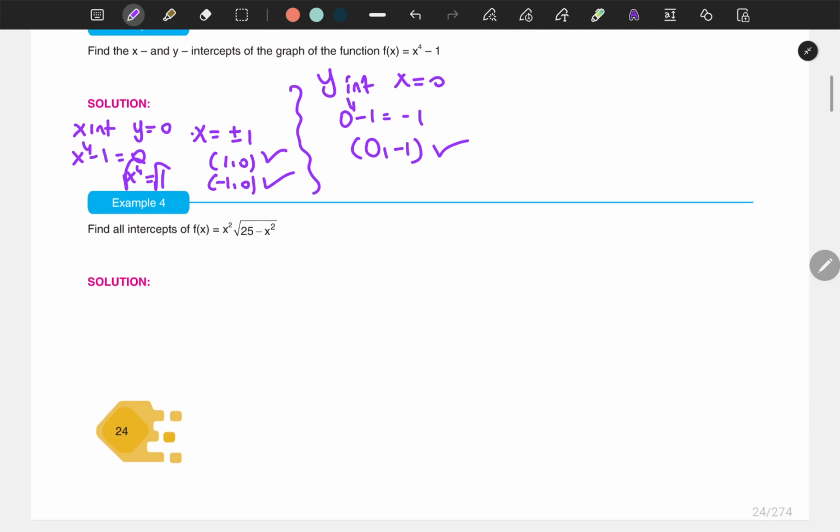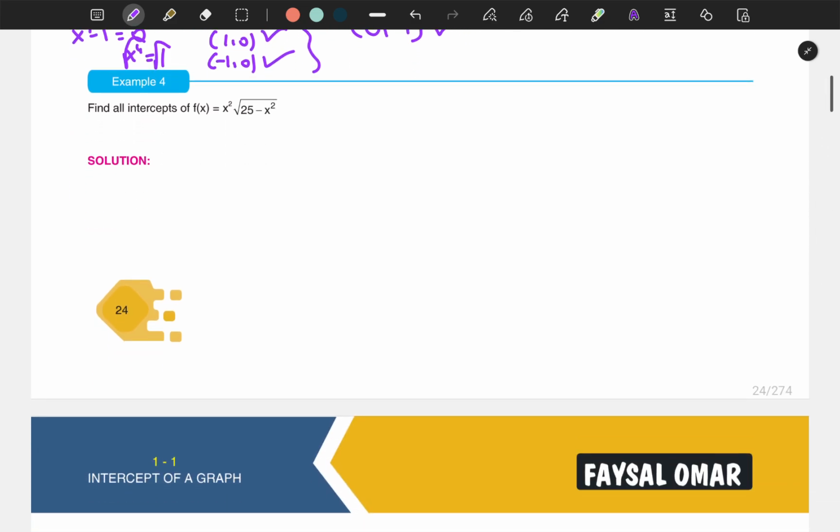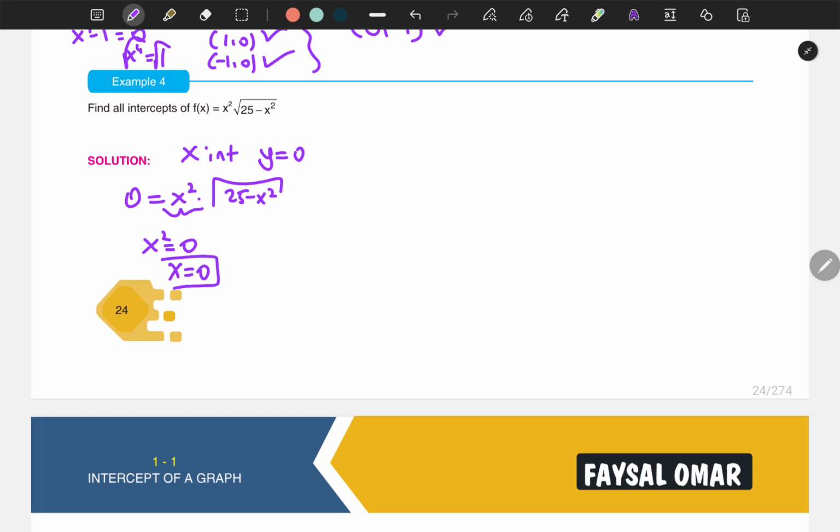Okay, next question. It says find all x and y intercepts. Okay, for the x-intercept, y must be equal to 0. So 0 is equal to x squared times the square root of 25 minus x squared, isn't it? This one, it will be 0 for x squared, because when you multiply two terms together, if the result is equal to 0, it means at least one of them must be 0, isn't it? x squared equal to 0, which is x equals 0. What is the meaning of this? It means 0 and 0.